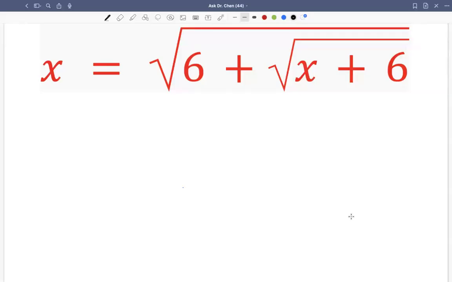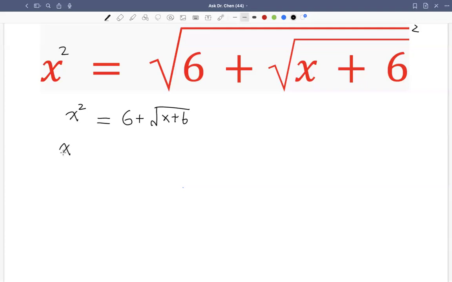Let's solve this equation. We're given x equals the square root of 6 plus the square root of x plus 6. So first, let's square both sides. The square root cancels, the outside layer square root being cancelled. So 6 plus square root of x plus 6 equals x squared.